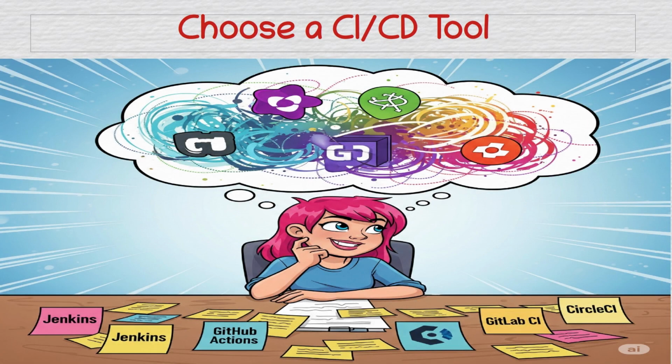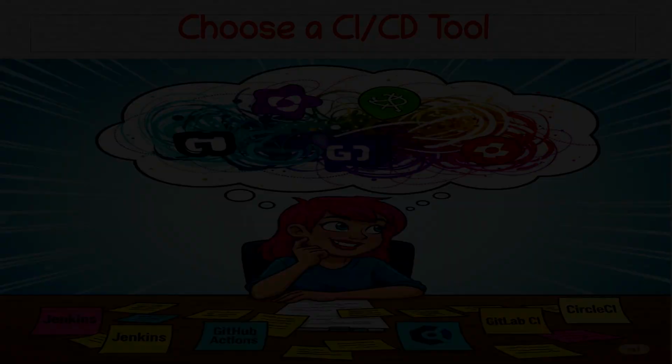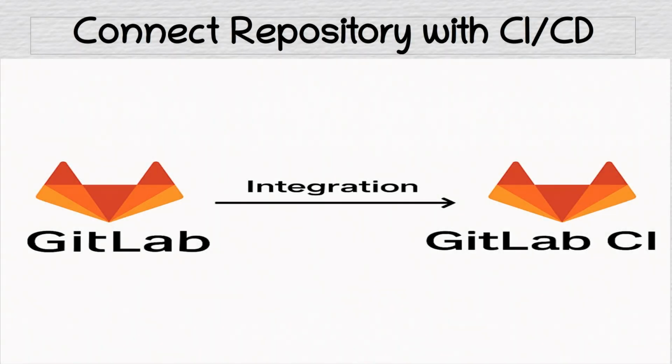First of all, we need to choose a CI/CD tool, for example, Jenkins, GitHub Actions, GitLab CI, Circle CI, etc. To choose a right CI/CD tool, it can depend on various factors like project's tech stack, ease of integration, scalability, community support, and cost.